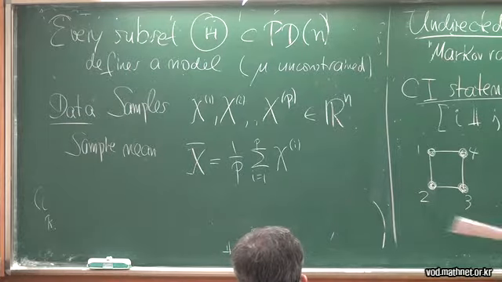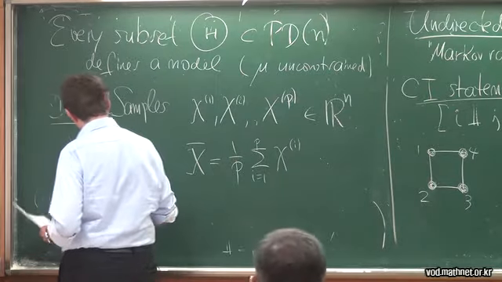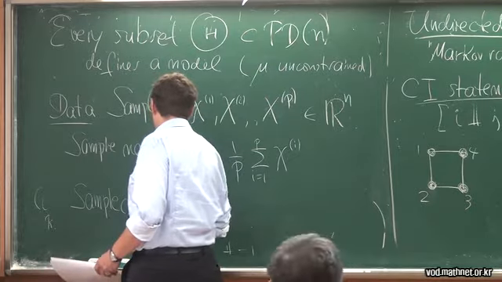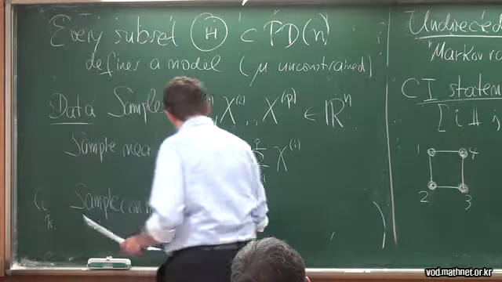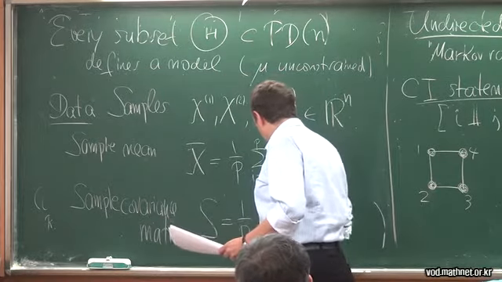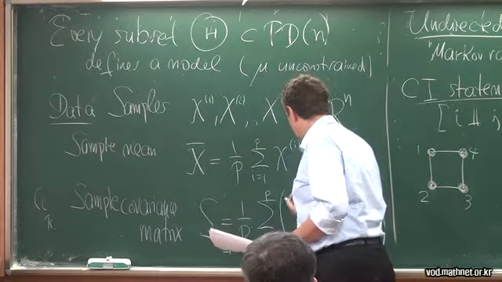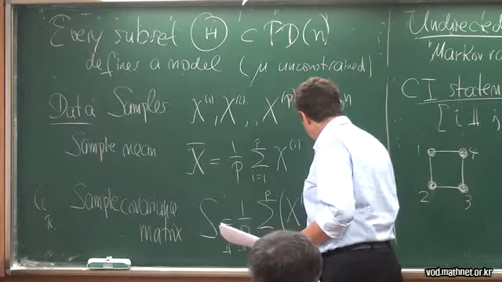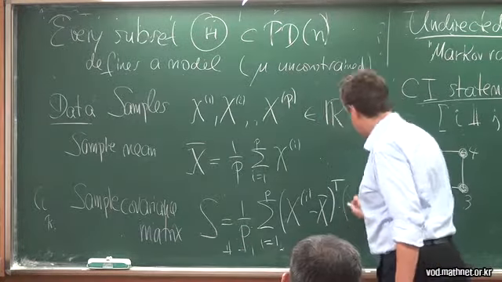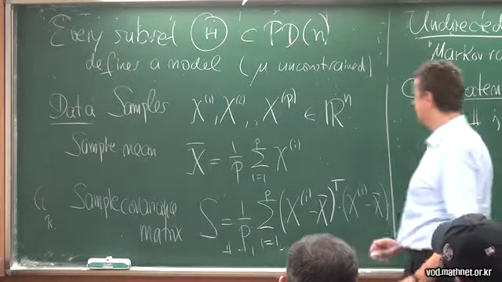There's also the sample covariance matrix. And that's the following. That's S. So that's the average of a bunch of rank 1 matrices. Sum from i equals 1 up to p of (xi minus x bar) transpose, that's a row vector, times the corresponding column vector, xi minus x bar.